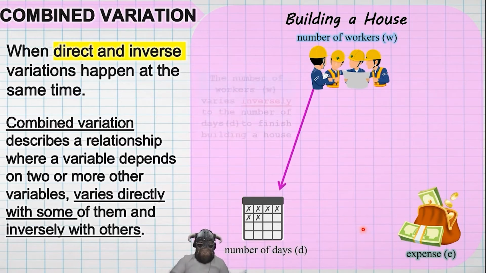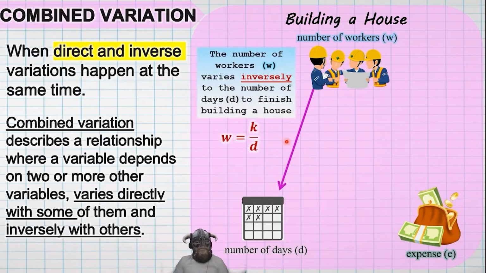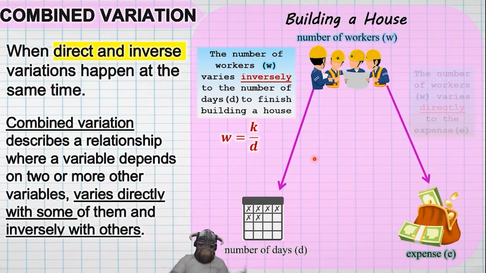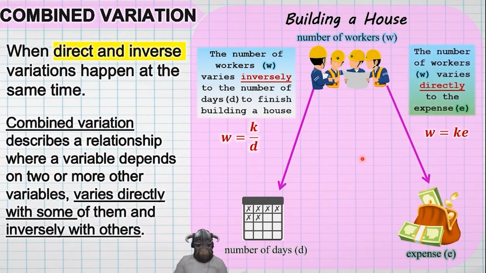Once again, we can say that the number of workers, W, varies inversely to the number of days, D, to finish building a house. Kung makikita nyo, inverse variation yan. But when it comes to the expense, the number of workers, W, varies directly to the expense, E.